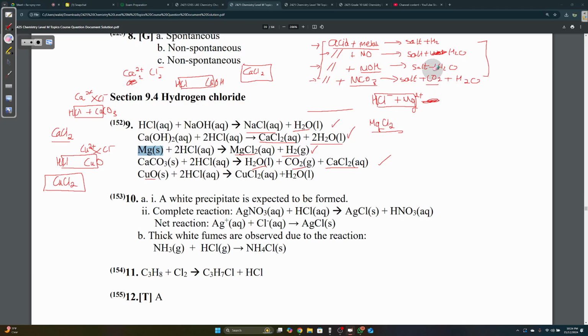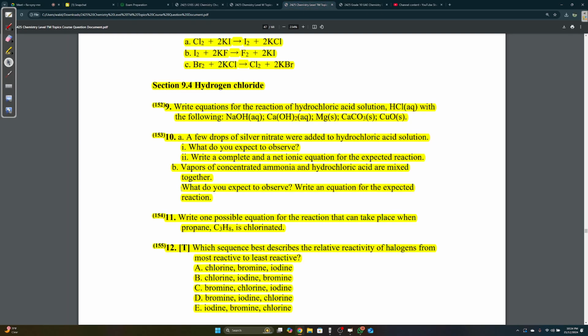Plus obviously the H2O. Very easy. Question 10. A few drops of silver nitrate were added to a hydrochloric acid solution. So AgNO3 was added to HCl. What do you expect to observe?